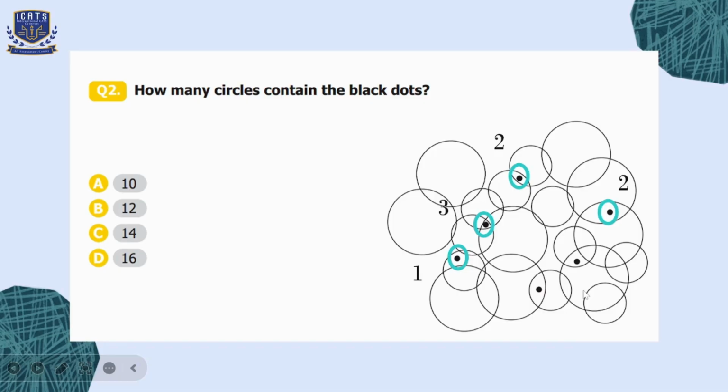Similar is the case with the fifth dot. It is lying between two circles. So I will write 2 here. And our last dot is in the center of two circles. So I will write 2 here. If I add all these numbers, 2 plus 3 plus 1 plus 2 plus 2, the total is equal to 12. So we can say that these black dots contain 12 circles.